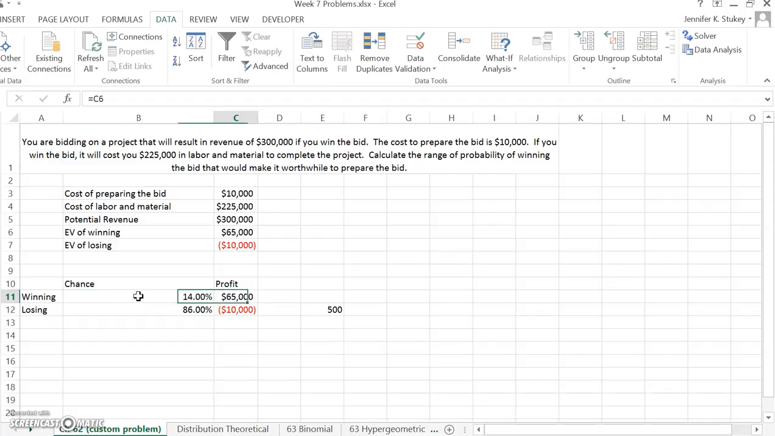Now, I want to point out, because this gets confusing with EMV, that in no situation would you ever make $500 on this. You would either win and make $65,000, or you would lose and lose $10,000. What EMV does is give you a way to make decisions under uncertainty. If you repeated this process 50 times, of those times, you're going to make money instead of lose money.